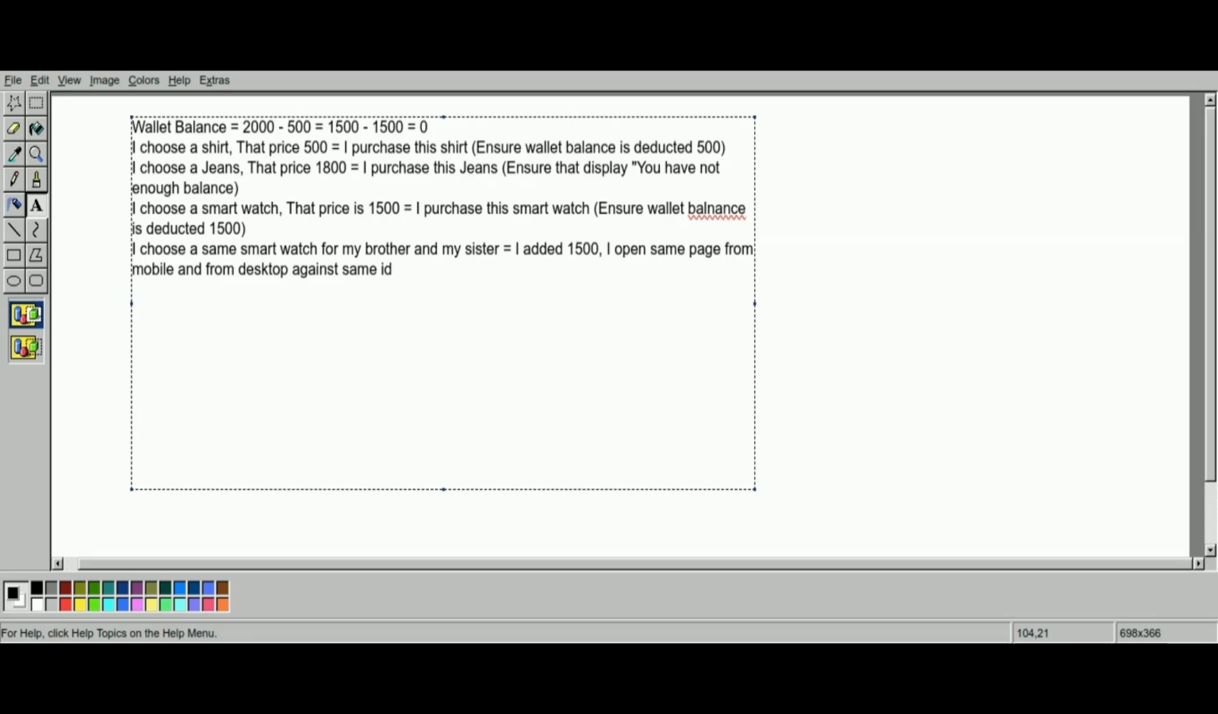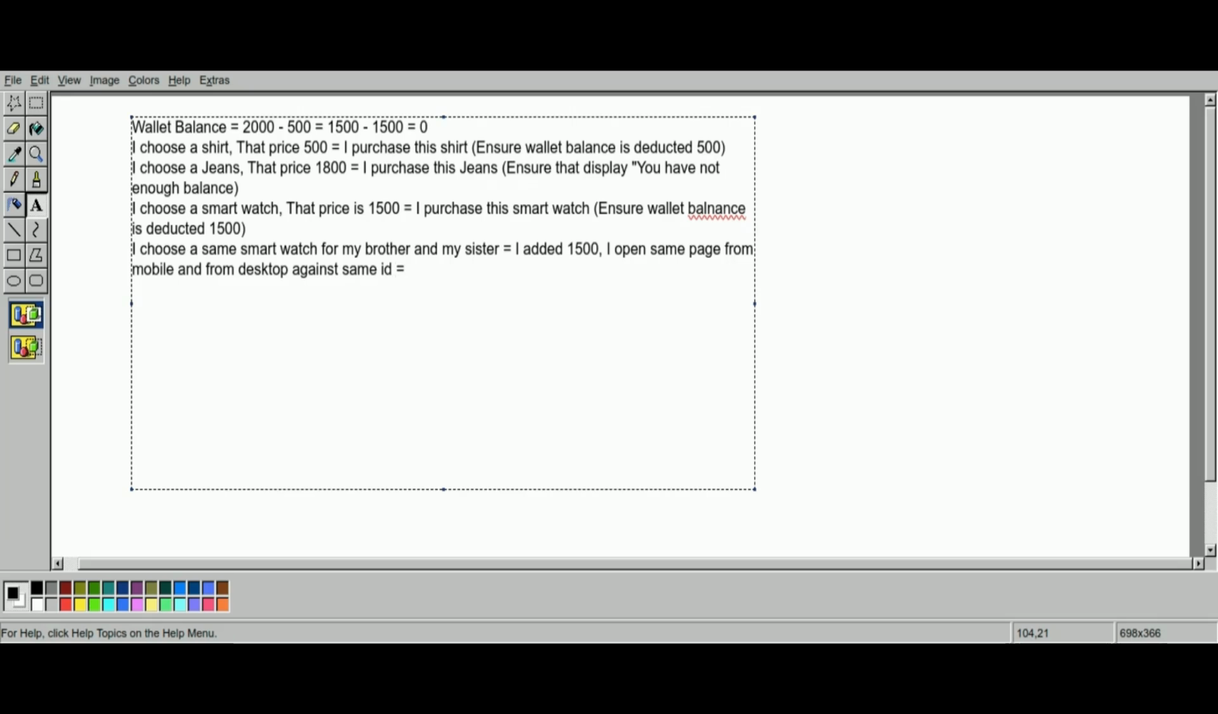I purchase the smartwatch. Ensure the wallet balance is deducted 1500. My wallet balance is now 0. Then again I choose the same smartwatch for my brother and sister and I added only 1500. But what will be the smartwatch price? 1500. Two smartwatches 3000, but I added only 1500. I open the same page, same ID, but different systems, mobile and desktop.